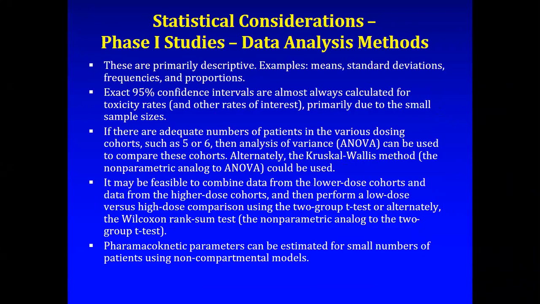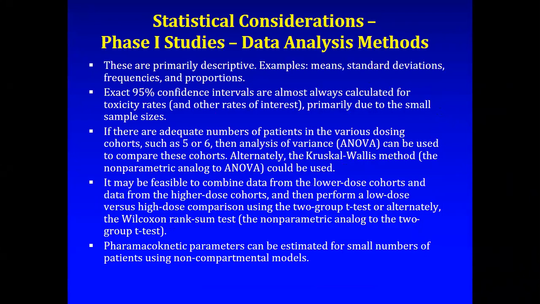Now, for data analysis methods on phase 1 studies, this is the part I said would not be statistically sophisticated. These methods are primarily descriptive. So descriptive statistics are important in every study, but they're even more important in phase 1 studies because we may not be able to do a lot of other analyses than that. We can calculate confidence intervals for toxicity rates or any other rates that the investigator is interested in.